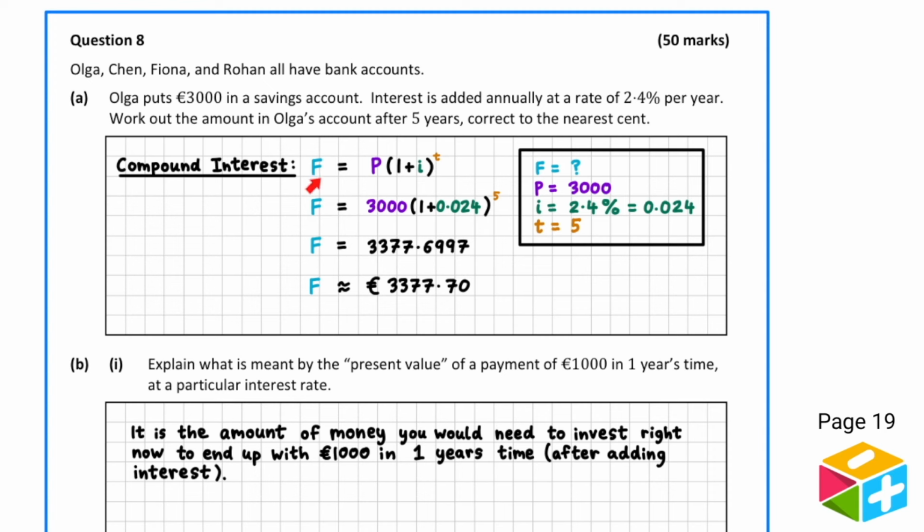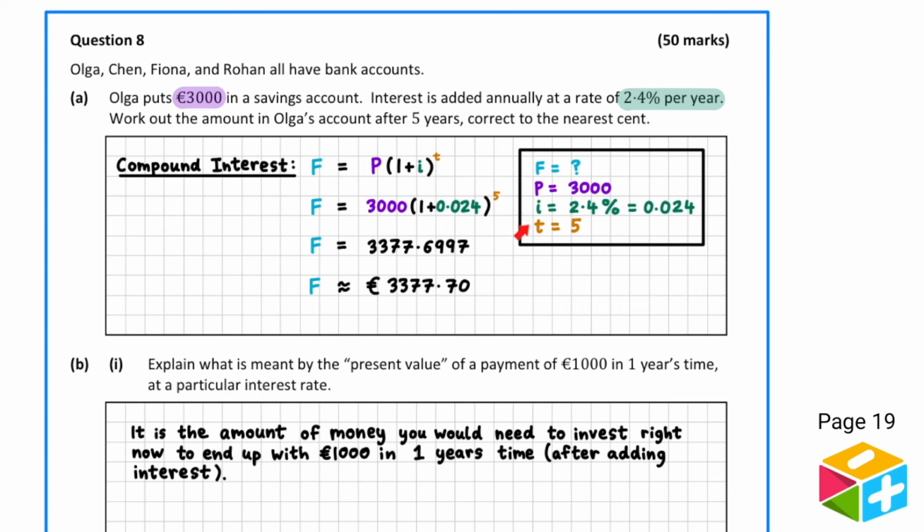This states that F is equal to P times 1 plus I to the power of T. Here, F represents the final value, and that's what we're trying to find in this question. P represents the start amount, and here we're starting with €3,000. I is equal to the interest rate, and in our question, this is 2.4%. Written as a decimal, this is 0.024.